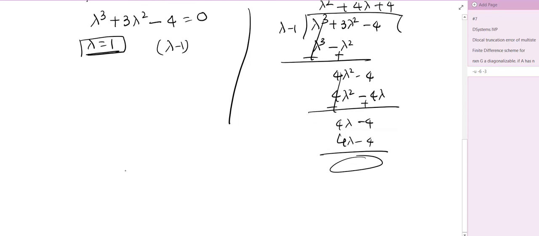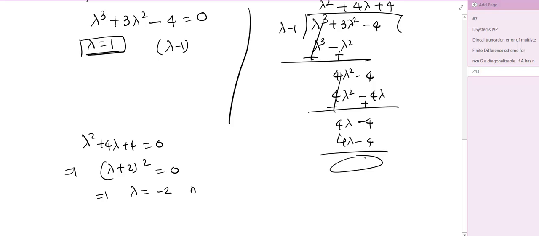Therefore, we have got the quadratic equation lambda square plus 4 lambda plus 4, which is equal to 0. This is nothing but a perfect square: lambda plus 2 the whole square is equal to 0. This will give us lambda equal to minus 2 with multiplicity 2.